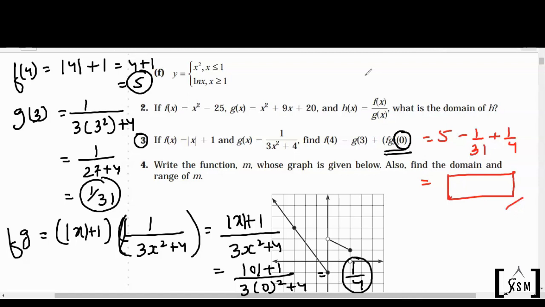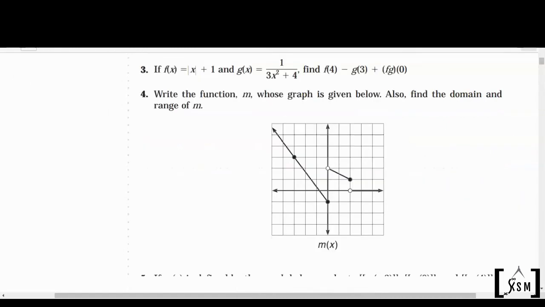Let's have a look at number 4. Write the function m whose graph is given below. Also find the domain and range of m. So, very nice question. First we'll have to write the function. You can see it is a piecewise function. So first I will find the equation of each piece of the graph.